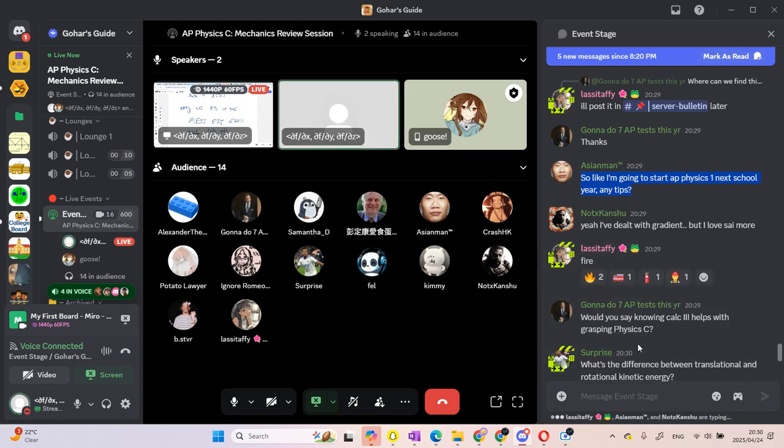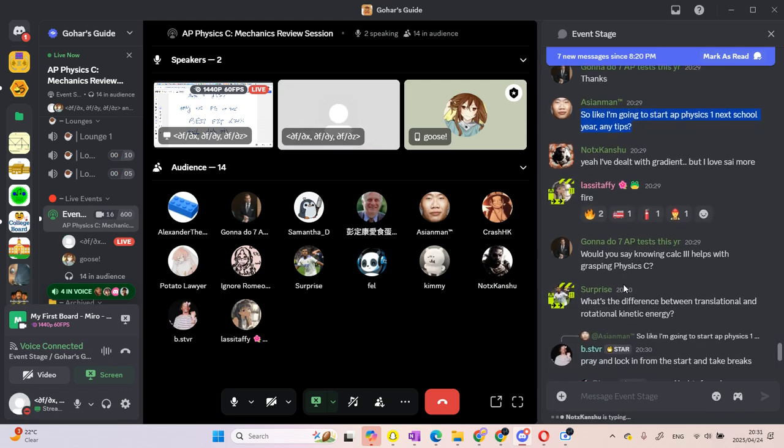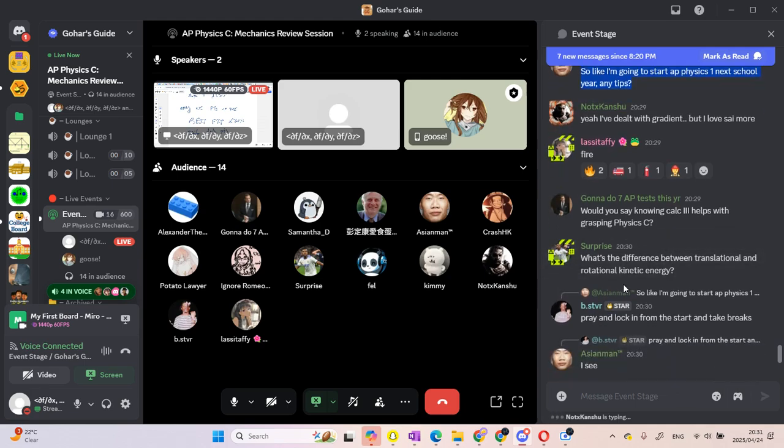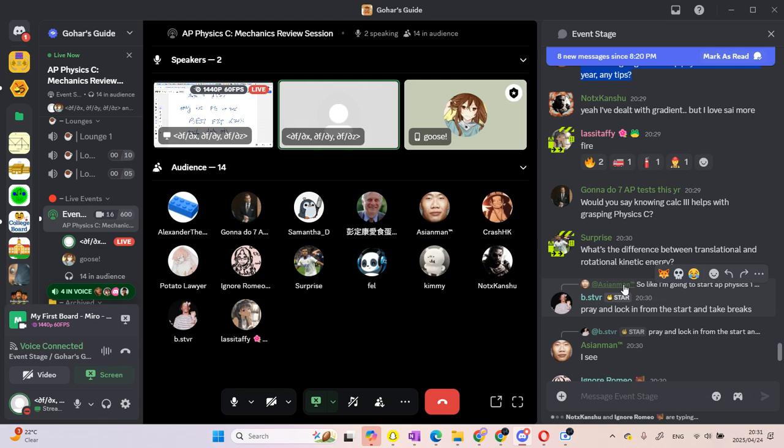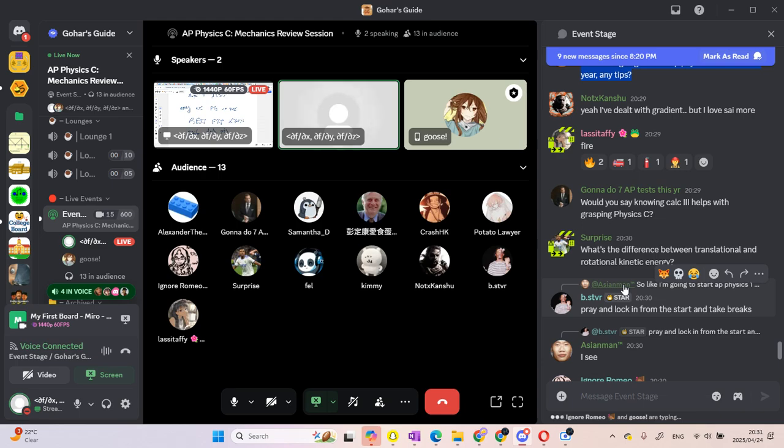Calc 3, honestly, for mechanics, isn't particularly helpful. But for E&M, for electricity and magnetism, I have found Calc 3 to be somewhat conceptually helpful, but it's not an expectation of the course to know Calc 3. So if you know Calc 3, obviously it's good. It's definitely helpful, but it's not mandatory per se.